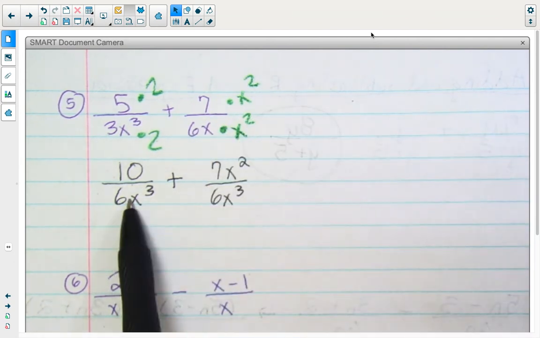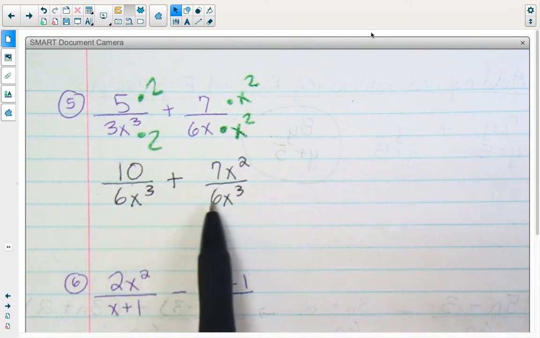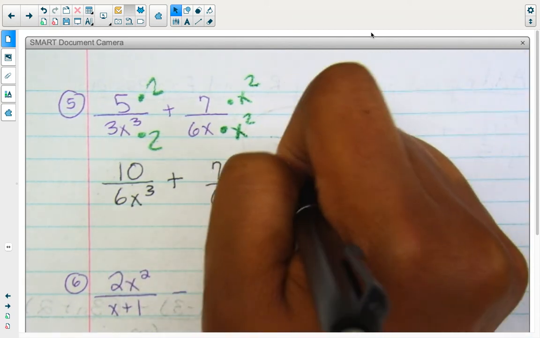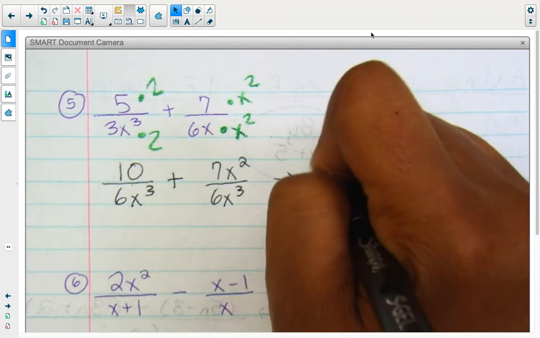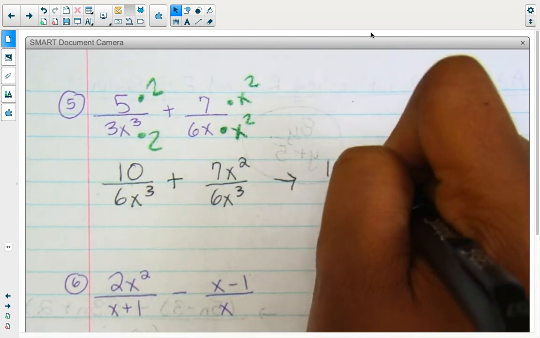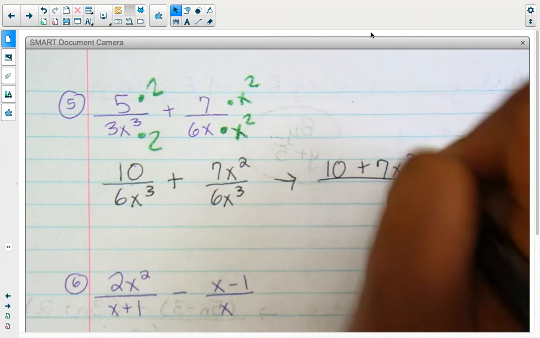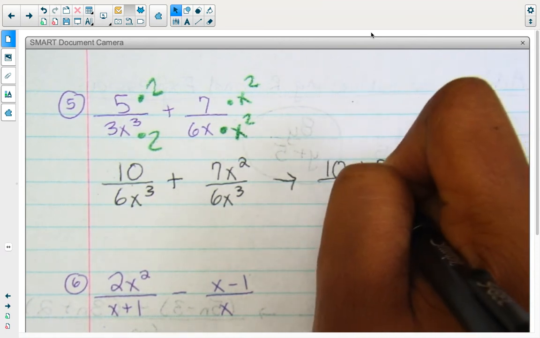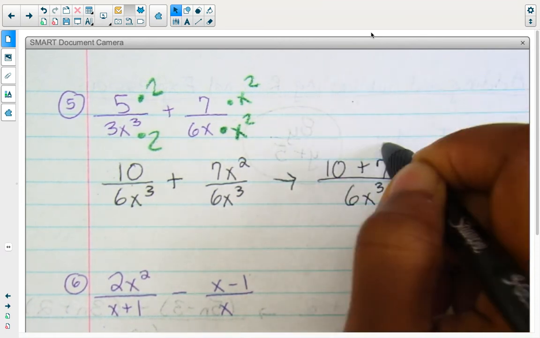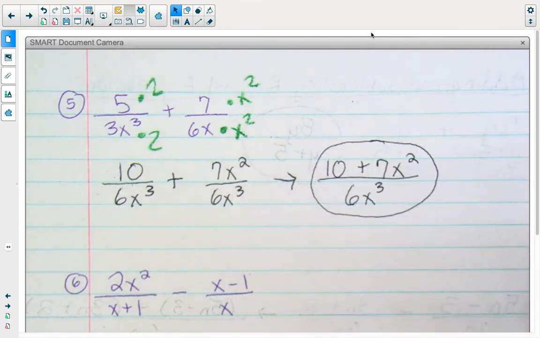Now the denominators are exactly the same. So life is much easier once the denominators are the same. So we add the numerators, which do not have any like terms, all over 6x to the third. You would simplify if you could, but you can't. So we can leave it just like this: 10 plus 7x squared, all divided by 6x to the third.